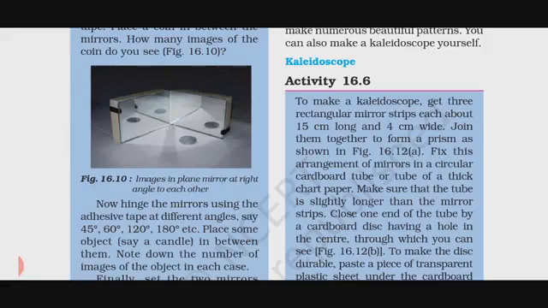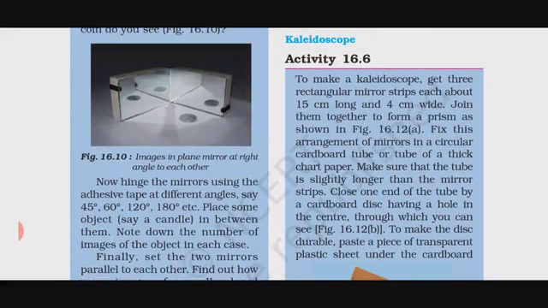But what will happen if you change this angle? If you make this angle 60 degrees, or 110 degrees, or 120 degrees, or 150 degrees, or 160 degrees, what will happen? The images will vary. This means that there can be various images. As you change the angle, the number of images will also vary.